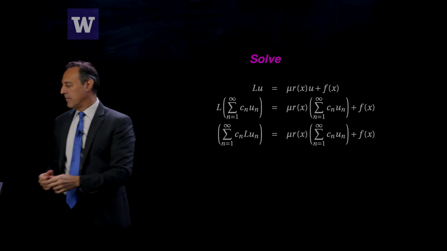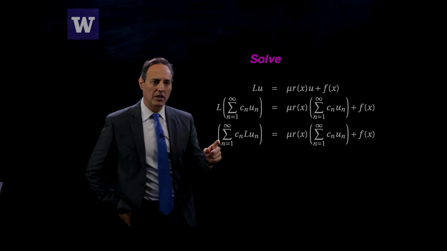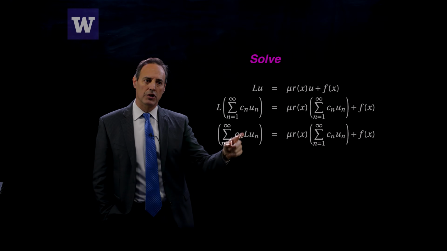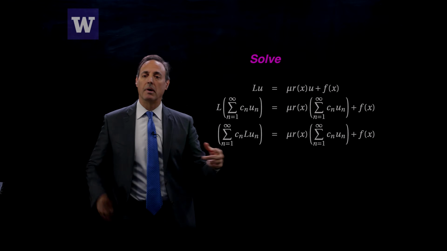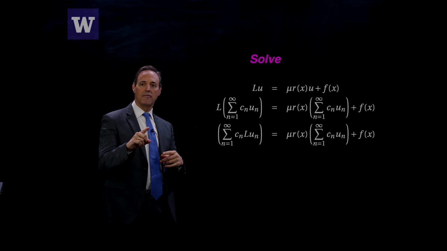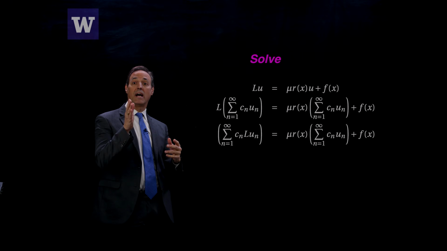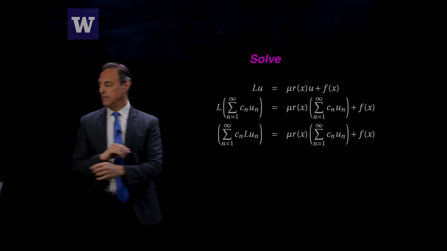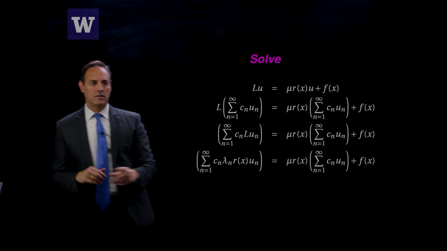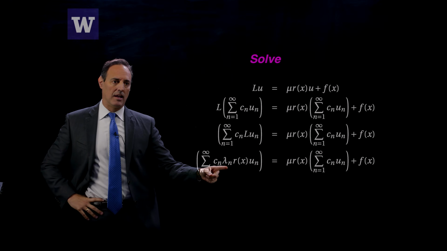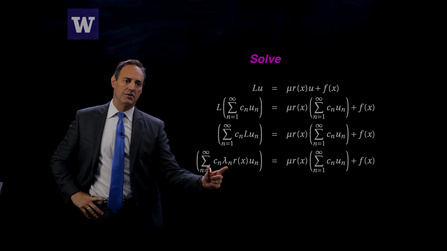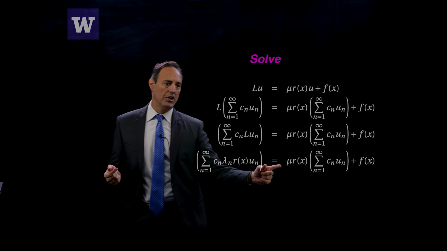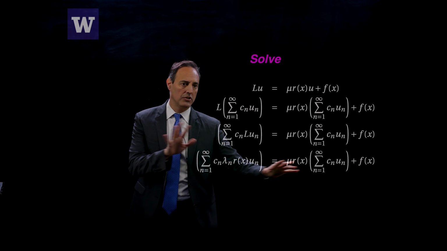And then what I'm going to do now is take this thing here. I can take the operator L and move it inside of this sum. So it becomes c of n L u n. But L u n is the eigenvalue problem. L u n is going to give me back lambda n r of x u of n. Okay? So there it is. That just gives me c of n lambda n r of x u of n. Now c of n and lambda n are constants, and then I have the r of x u of n. And over here I haven't touched the right-hand side. So everything is now expanded.